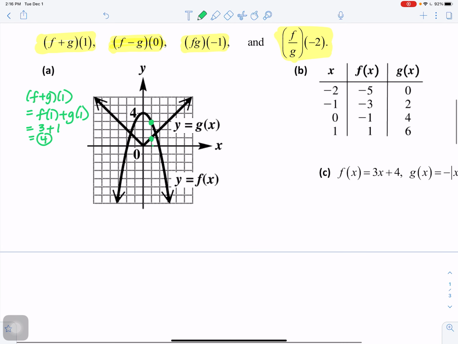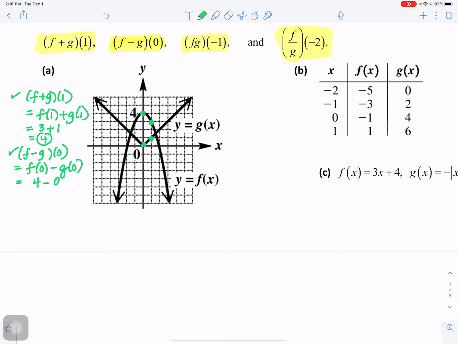F minus g of 0. F minus g of 0 is equal to f of 0 minus g of 0. And when x is 0, f is 4 and g is 0. So we also get 4.